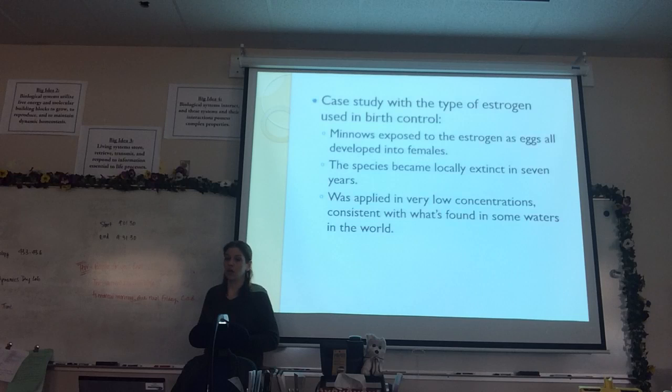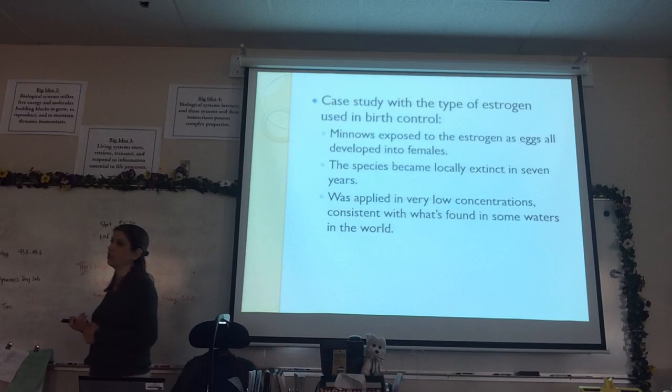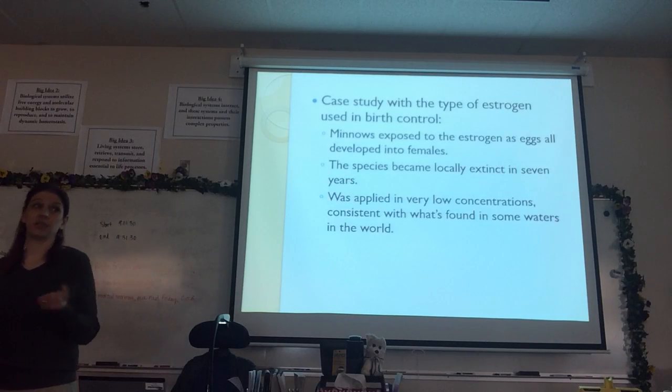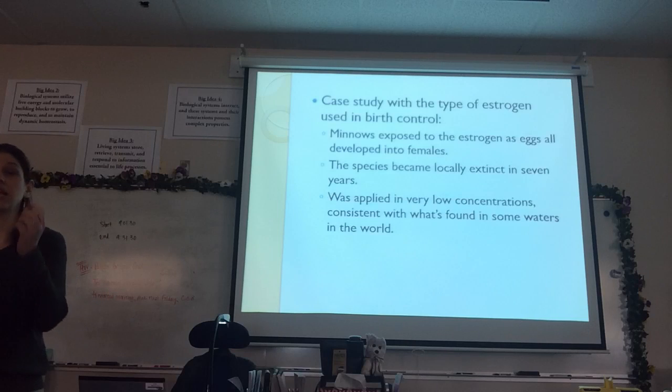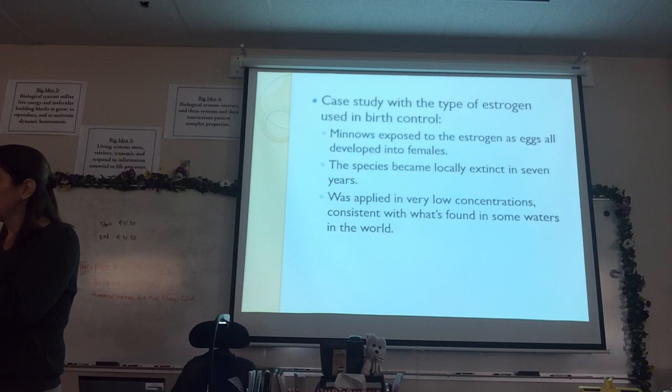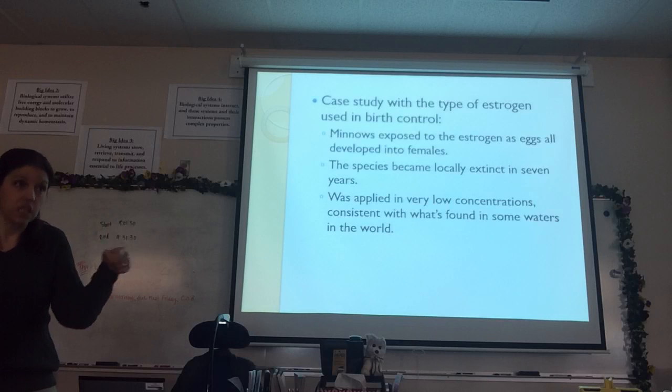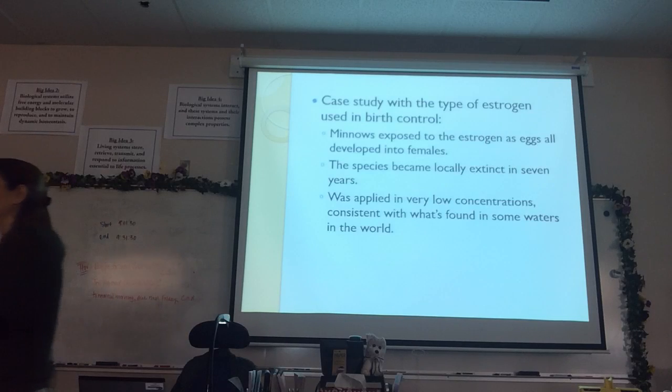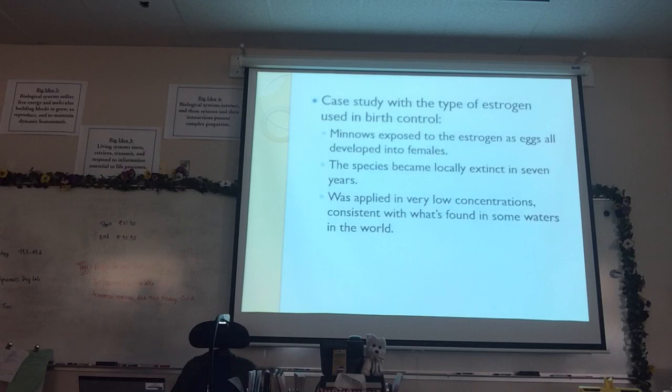A case study was done with a certain type of estrogen used in birth control. Birth control, or the pill, is something that women who are on it have to take every single day. Why? Because you pee it out every single day. Well, if you pee it out every single day, where's it going? It's going into the watershed. So now, all of the things that live in the water are also on birth control. Right? That's the end result of that.